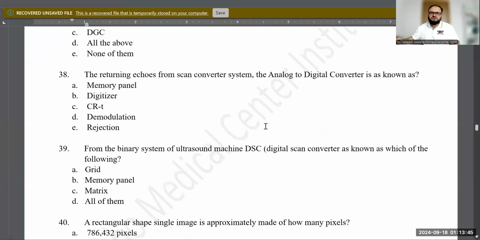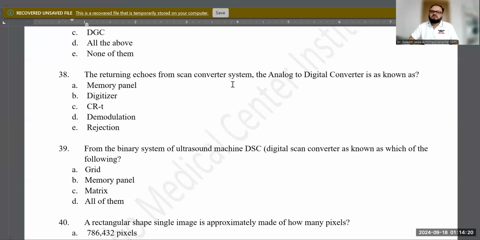Okay, so this question is asking about the returning echoes in the scan converter system. The analog to digital converter is also known as which of the following? You know, when the reflection is coming back to the machine, it has to change to electricity. At first, they are electricity, correct? And then they will change to numbers, to a digital system, to 0s and 1s. So what is that process called?